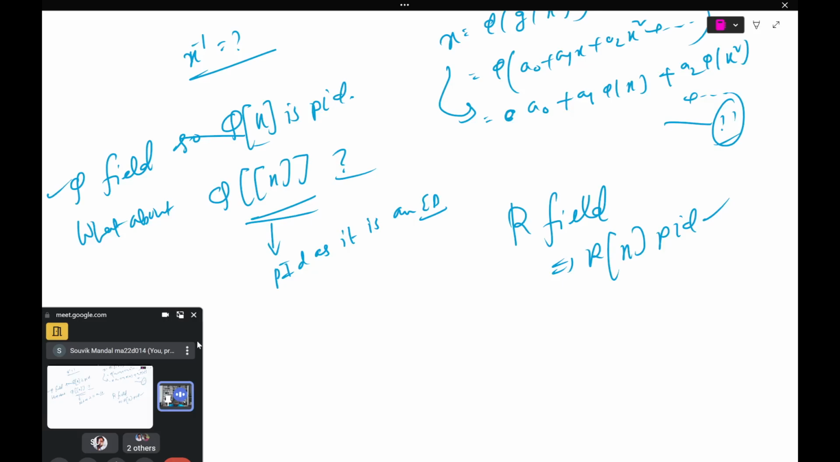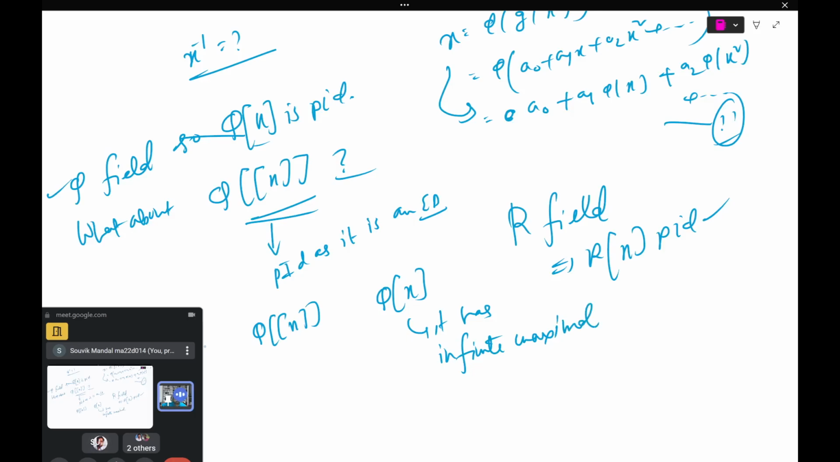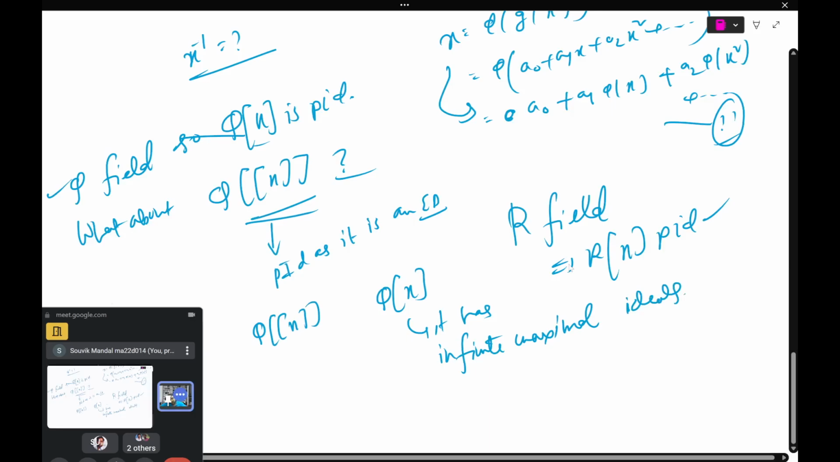Now, another way of solving this problem is looking at the number of maximal ideals. So we have Q[[x]] and Q[x]. Observe that Q[x] has infinitely many maximal ideals. Let me explain. The first question is why Q[x] has infinitely many maximal ideals.